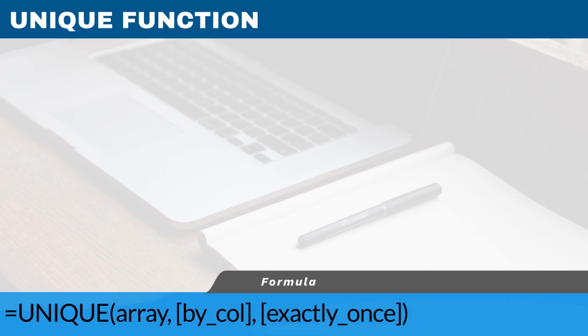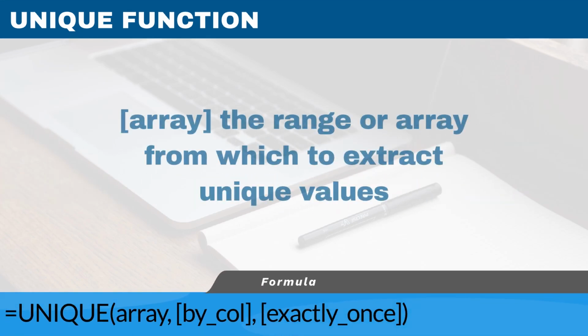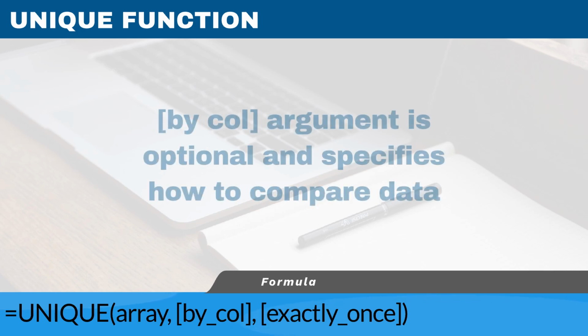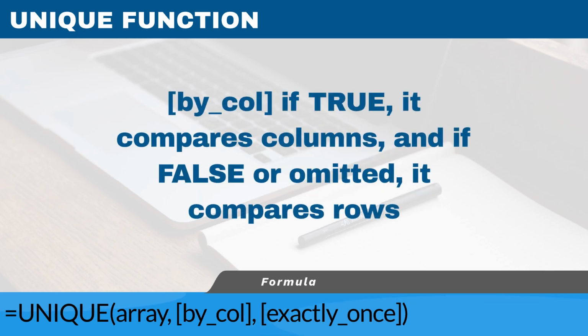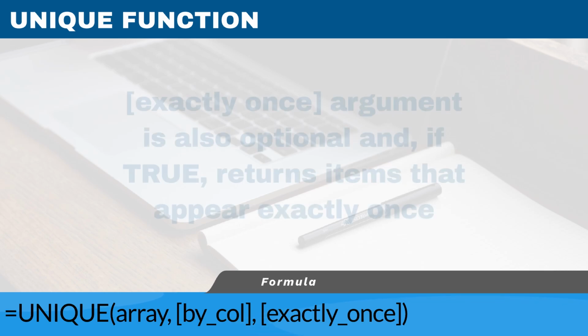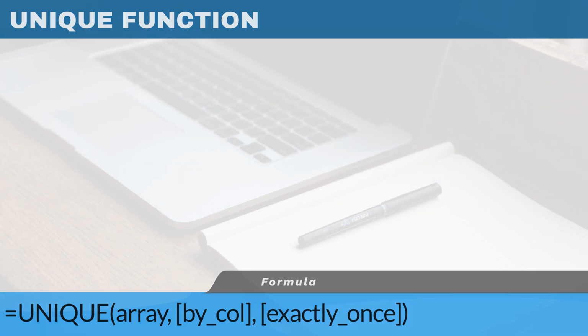First, let's understand the syntax of the UNIQUE function. The array is the range or array from which to extract unique values. The by-column argument is optional and specifies how to compare data. If true, it compares columns, and if false or omitted, it compares rows. The exactly once argument is also optional and, if true, returns items that appear exactly once.